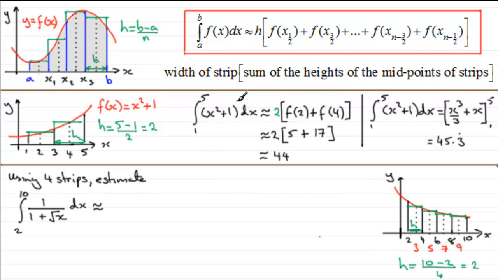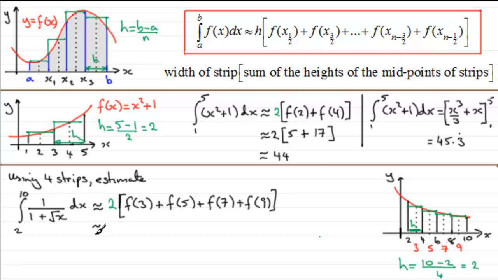So when it comes to using the mid-ordinate rule, we've got the width of a strip, which is 2, and we're multiplying that now by our heights. The first height is given at f of 3. So we've got 2 times f of 3, and to that we add f of 5 plus f of 7 and f of 9. So that's the sum then of all of the areas of our rectangles.